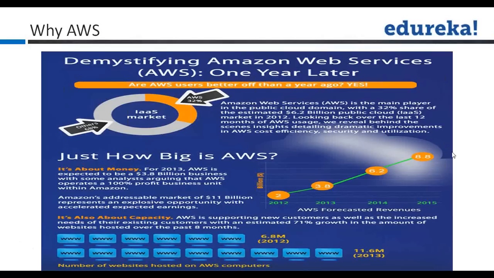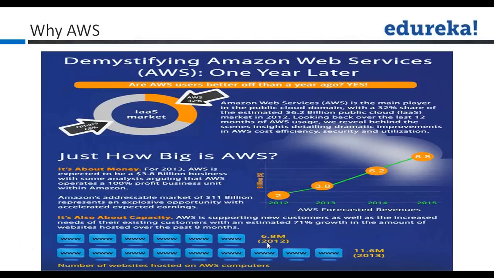Now, why Amazon? A very good article was recently published on venturebeat.com, and I just got a reference from that. So just how big is Amazon? In 2012, it was almost a $2 billion business, anticipated to almost double to 3.8 billion by 2013, while by 2015 it is supposed to be 8.8 billion. Currently, it occupies almost 32% of the infrastructure service market. Can you imagine? Almost 32% is only Amazon, and 68% is the rest of the market.